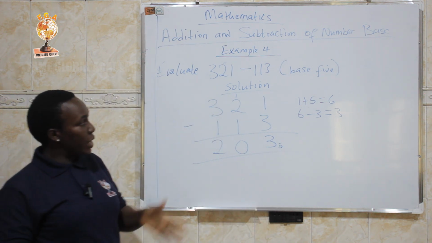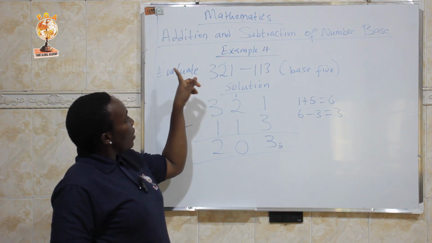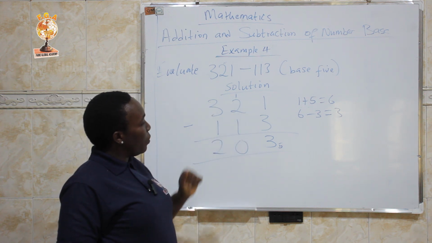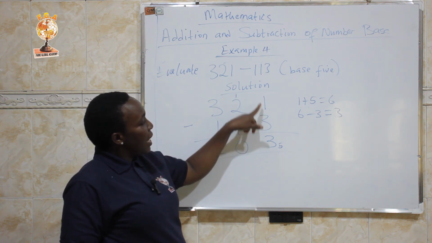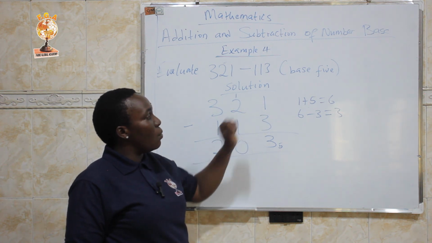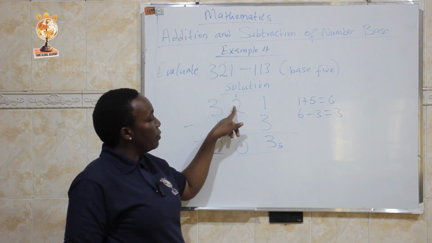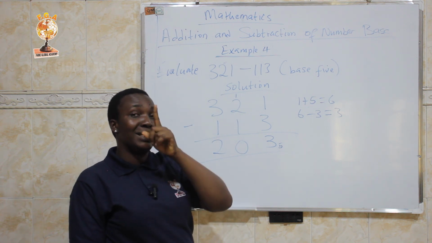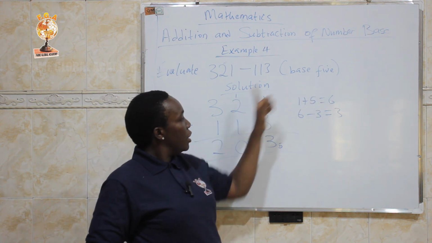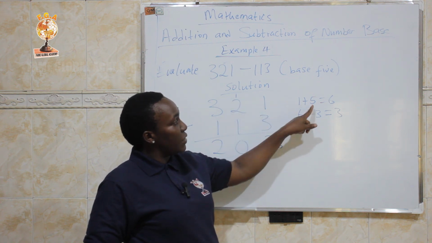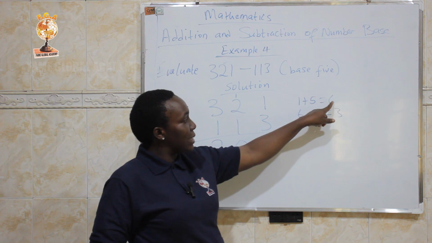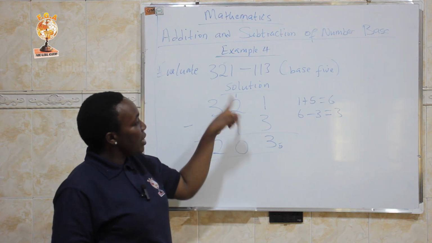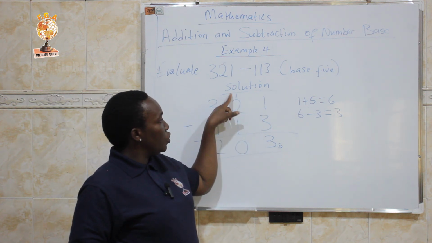203 base 5. Let's go through it again. We are subtracting 113 from 321. You arrange it in the normal way, then you subtract. 3 minus 1 cannot, because 3 is bigger than 1. So you borrow. You borrow from this 2 to add to the 1, and the one you're borrowing is regarded as 5, which is the base. So you borrow the 1 out and add it here, which is 5. That will give you 1 plus 5, which is 6. So it will now be 6 minus 3, which is this 3 we are seeing here. Then what is remaining here? 1, because we have borrowed 1 out.